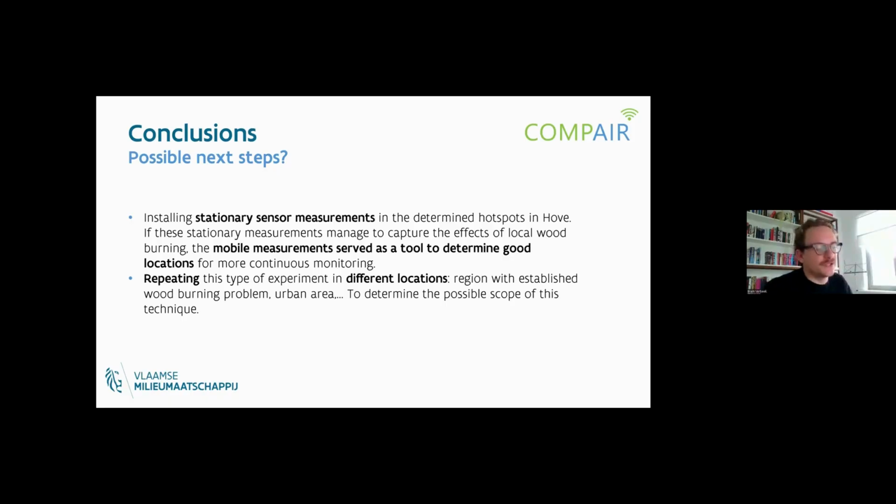So a region that's reached out to us with issues for wood burning, or where a lot of citizens have complaints about this. Or maybe an urban area where we expect to have a little bit less wood burning. Maybe we see if we could still pick up some spikes or not. So really it will be interesting to see what's the possible scope of this technique. How broadly can we use this to really learn more about the distribution of these sources and flames. All right, that's everything for me. Thank you.